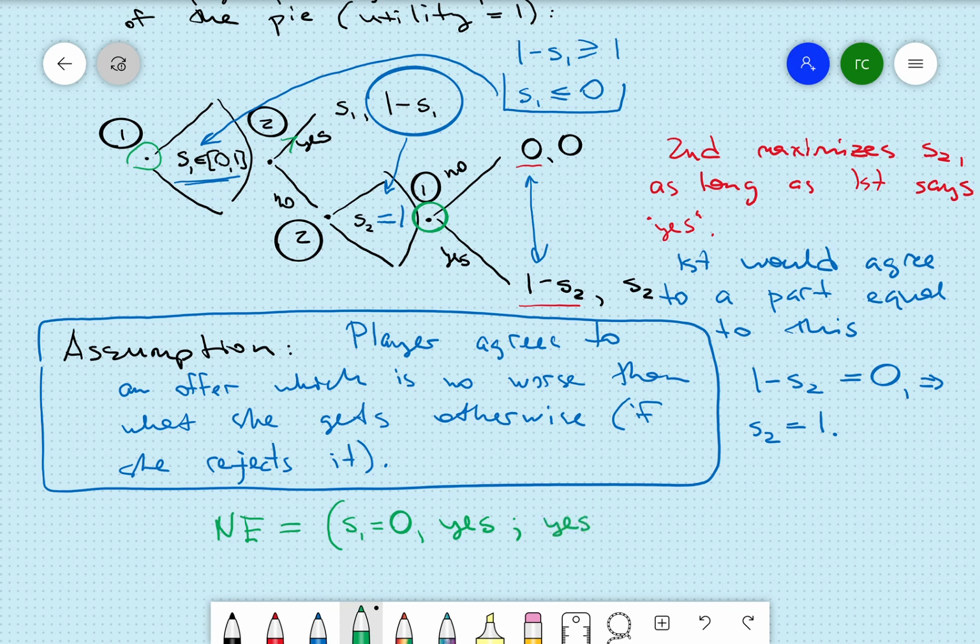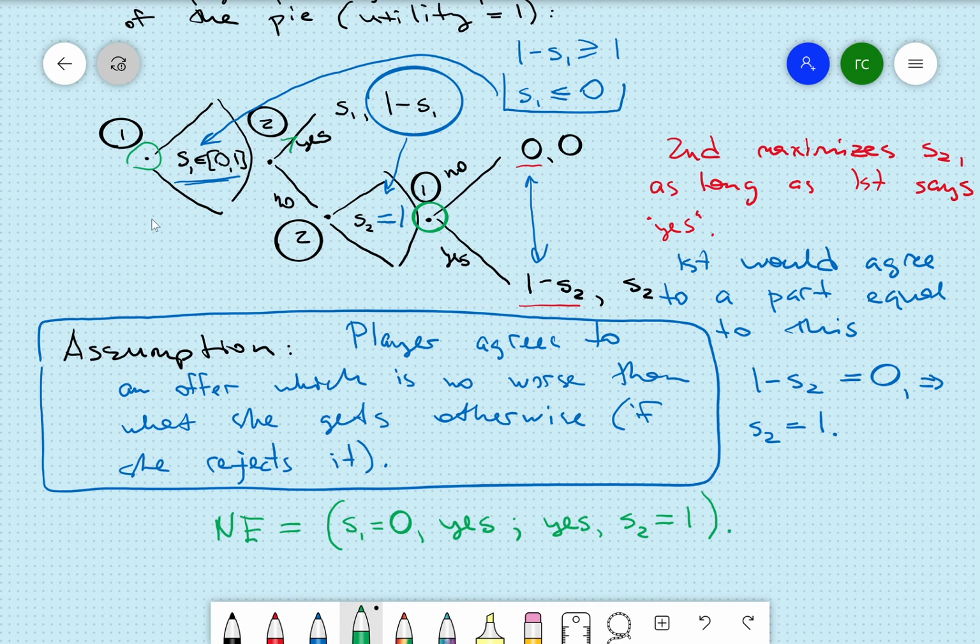So when the first player offers the second player the whole pie and only leaves 0 of the pie to herself, the second player says yes. However, if the game continued, somehow out of this magical head that we discussed sometime in the very beginning of the course, then she would offer a partition S2, the part for herself, equal to 1. And that's it. That's a Nash equilibrium.